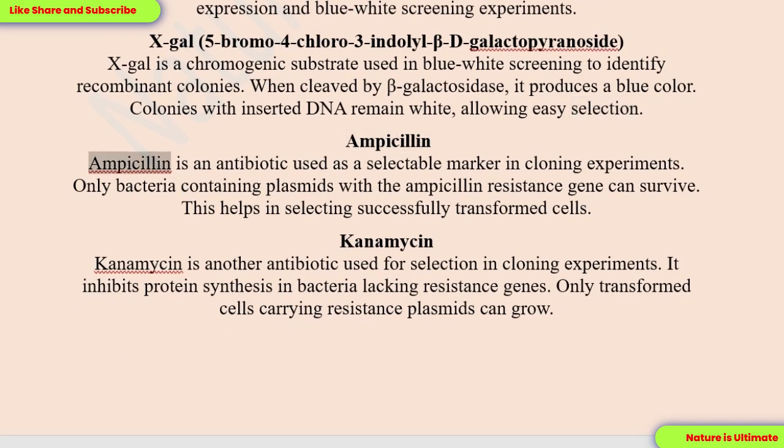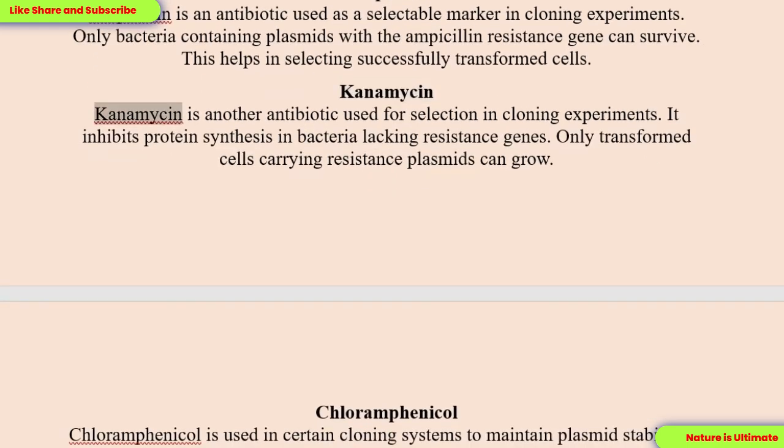Ampicillin. Ampicillin is an antibiotic used as a selectable marker in cloning experiments. Only bacteria containing plasmids with the ampicillin resistance gene can survive. This helps in selecting successfully transformed cells. Kanamycin. Kanamycin is another antibiotic used for selection in cloning experiments. It inhibits protein synthesis in bacteria lacking resistance genes. Only transformed cells carrying resistance plasmids can grow.